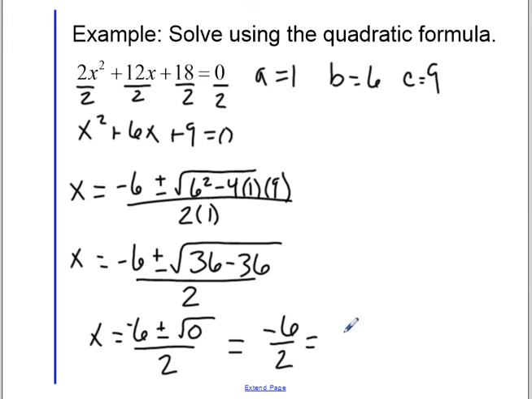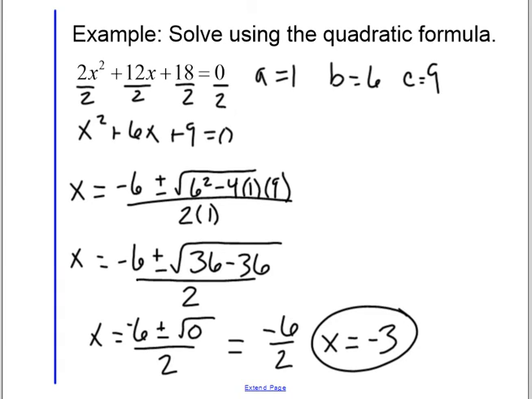So my final answer for x is x equal to negative 3. This problem only has one answer. Whenever you end up with a 0 underneath the square root sign, your solution is only going to be one solution instead of two.